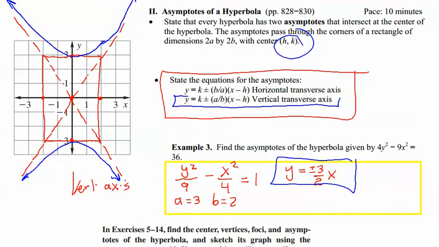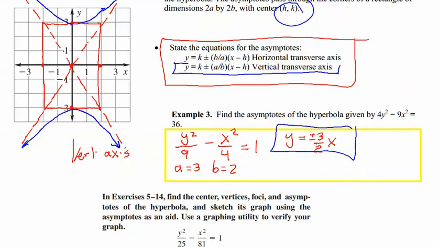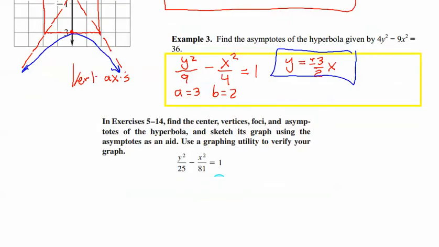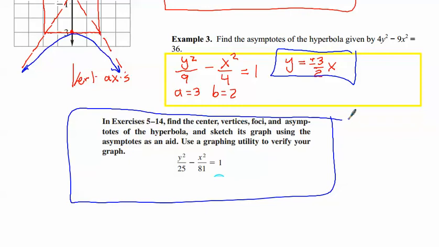A problem that we want you to do then, let's go ahead and punch this up a little bit, is we're going to have you do this exercise here. I want you to find the center, vertices, foci, and asymptotes of the hyperbola, and then sketch its graph.